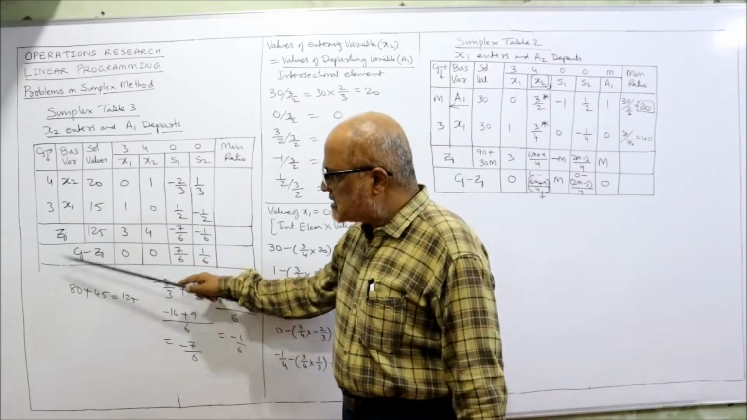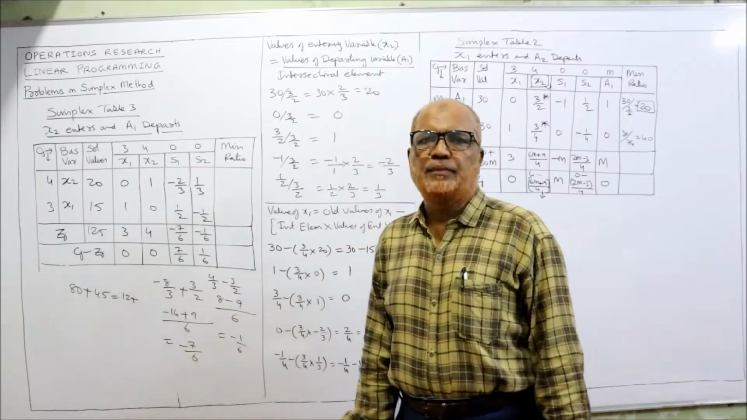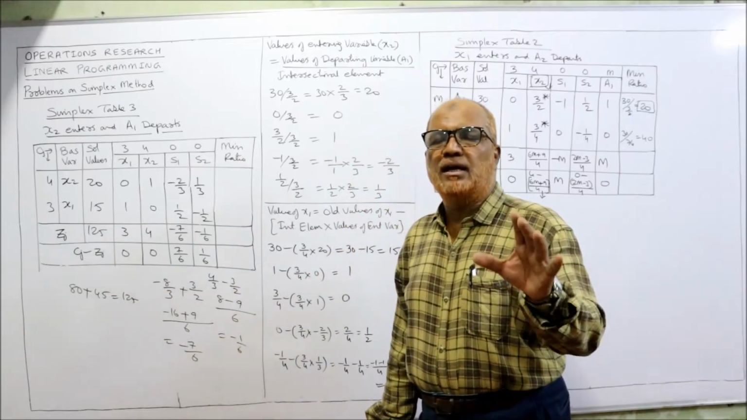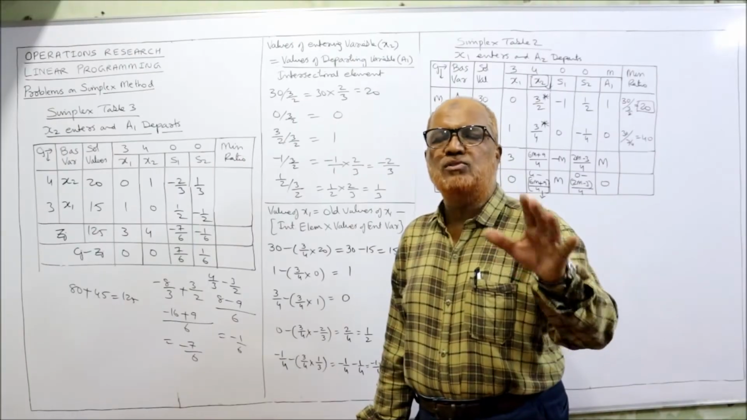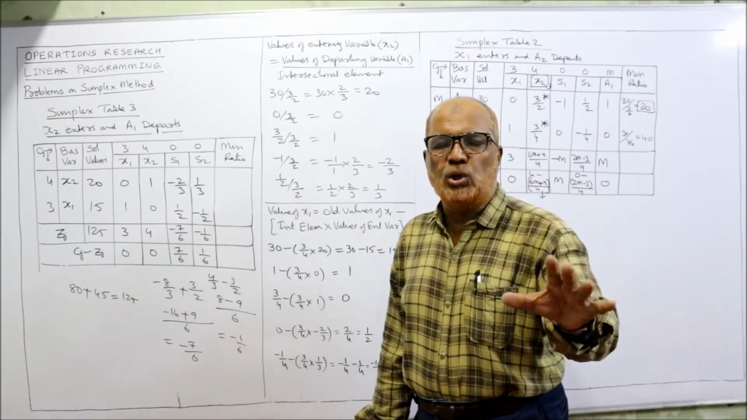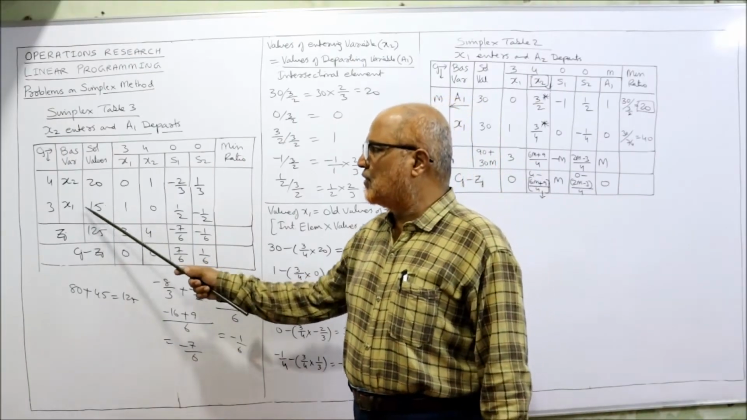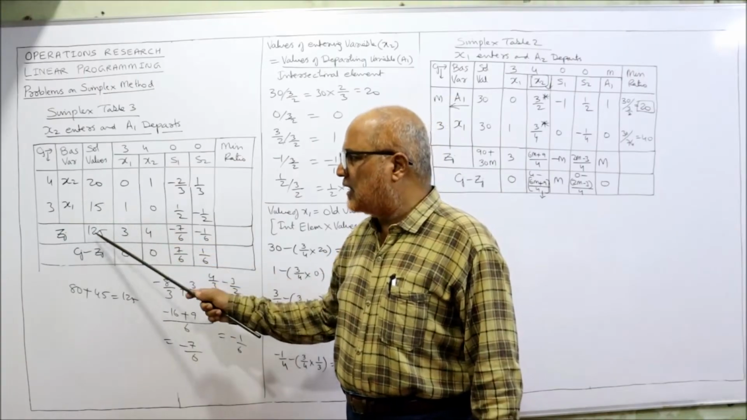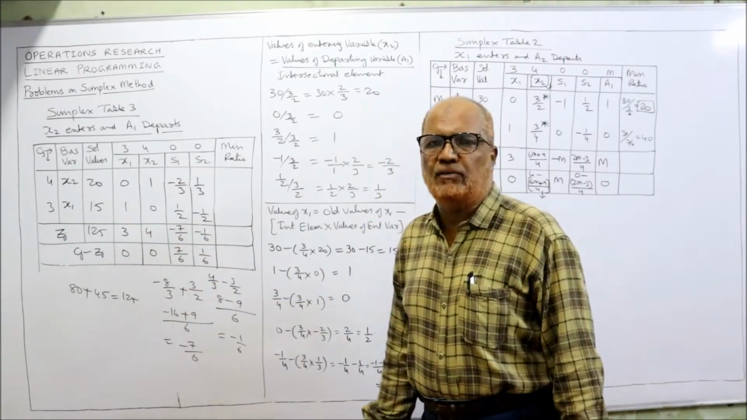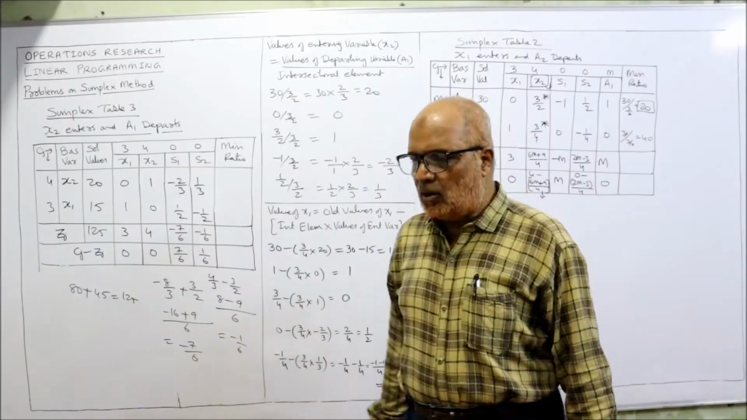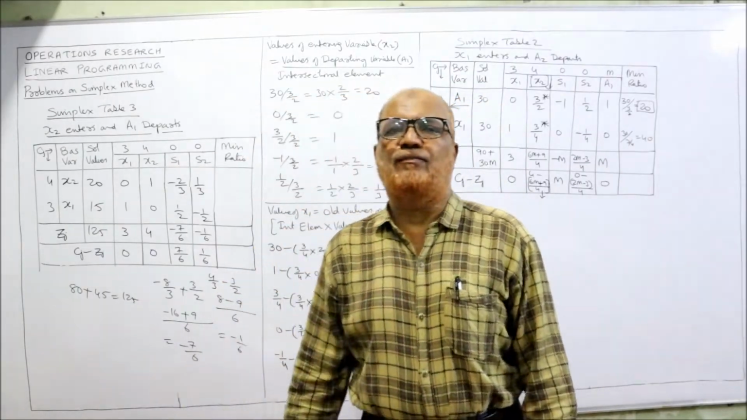So after completing this table, you have to write the conclusion. Since all the index row elements are zeros and positives, we reach the optimum solution. The solution is x1 is 15, x2 is 20, and the minimum z value is 125. So this is the end of problem number 5.